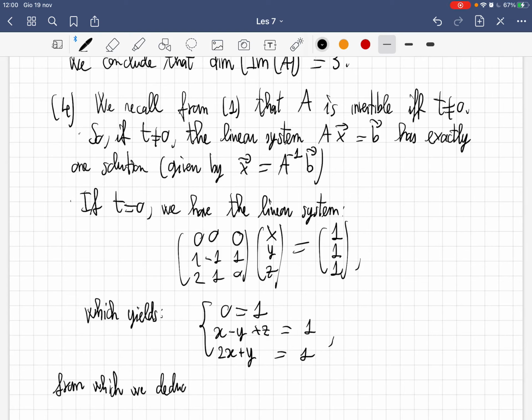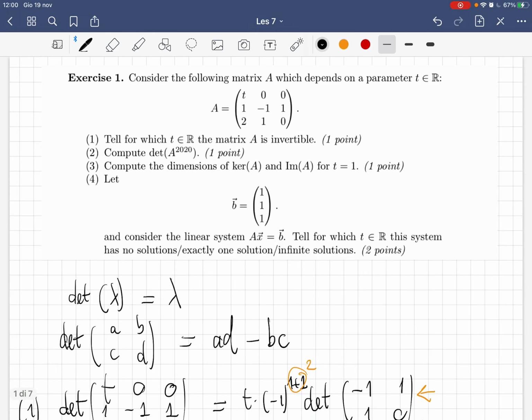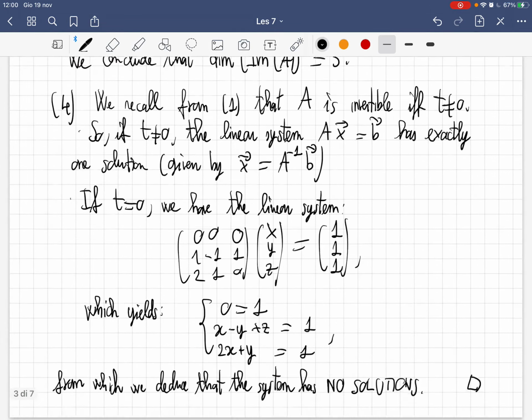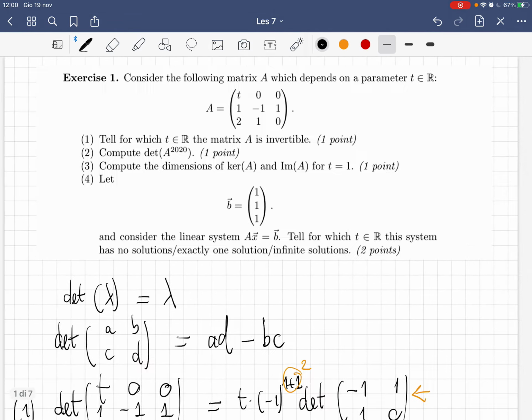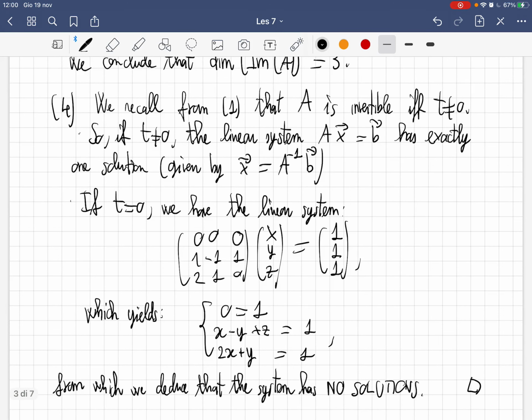From which we deduce that the system has no solutions. And this is it. Let me see if I've written correctly. 1, minus 1, 1, 2, 1, 0. Yes, this is it.